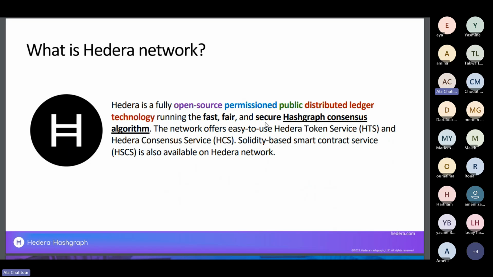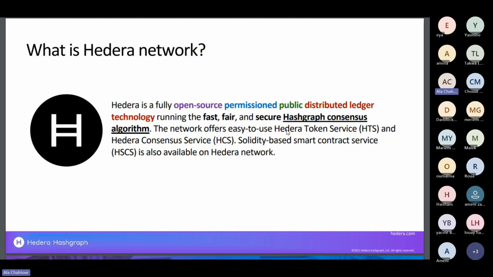So Hedera provides us with multiple services. The first one is the token service. This service makes us able to create fungible tokens and also non-fungible tokens. Also, there is another service, which is the consensus service on Hedera. This service makes us able to create topics, and we can use it to store all the messages or all the information that we want.